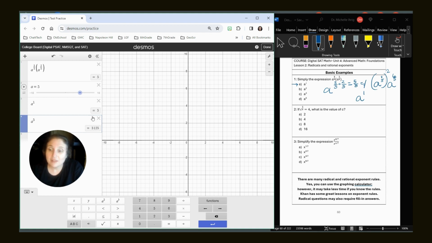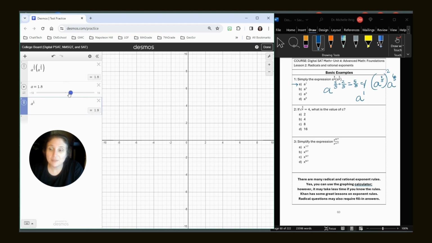And look what happens. I know that these two are the same, because anytime I change my A value, the output is still the same, even if I change my input. So you can use your maths genius, or you can use the slider tool. And you'll see how I use the slider tool all the time.